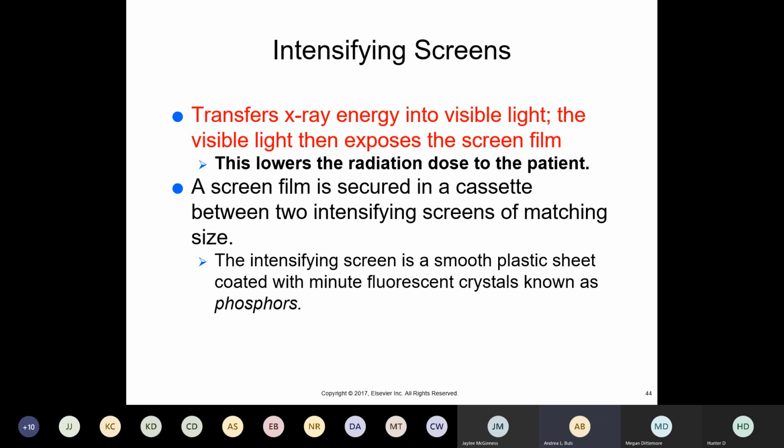And remember, if it's a blue screen, we've got to have that blue tinted film. Everything's got to match. The intensifying screens are smooth plastic sheets. If you look at that image on page 68, you can see the white on the lid as well as the bottom part of the cassette. And it just looks like a piece of plastic. But that plastic is coated with those fluorescent crystals known as phosphor crystals.